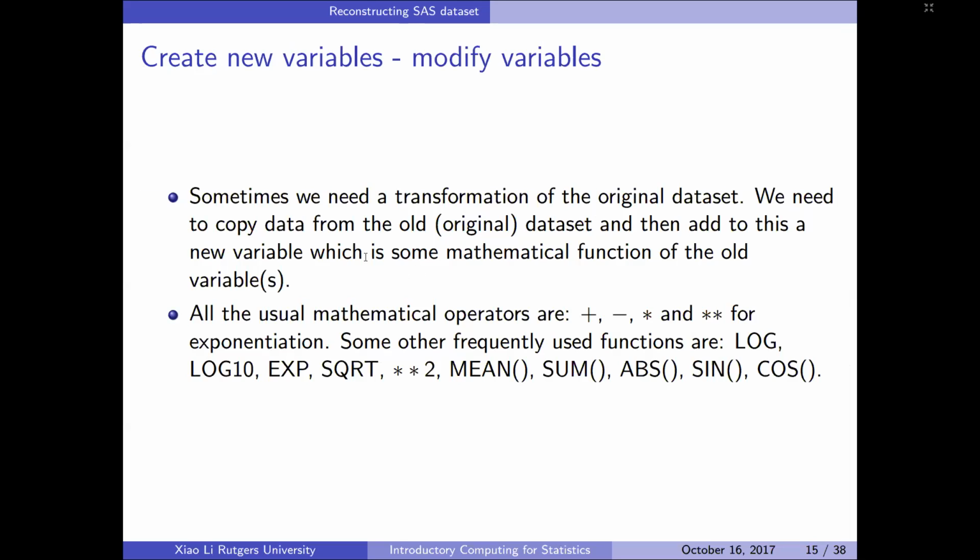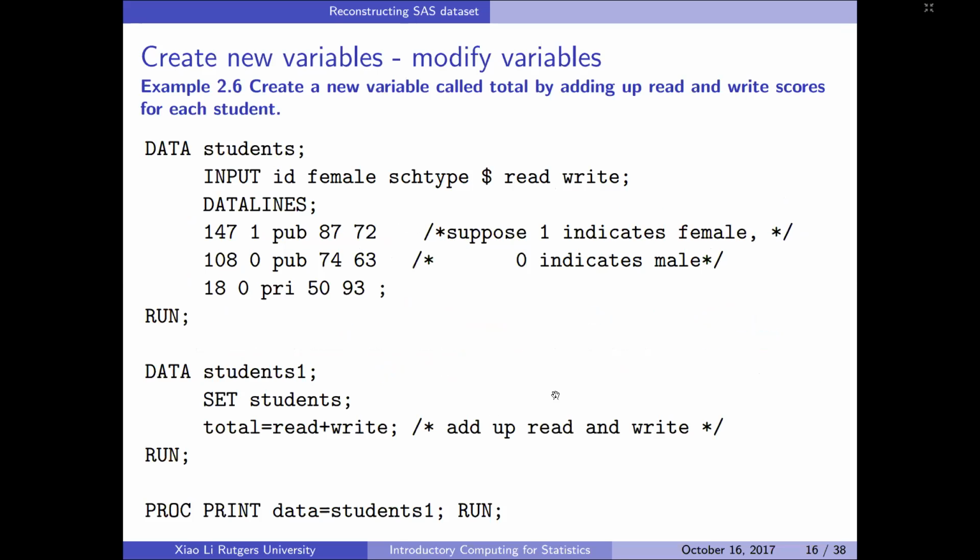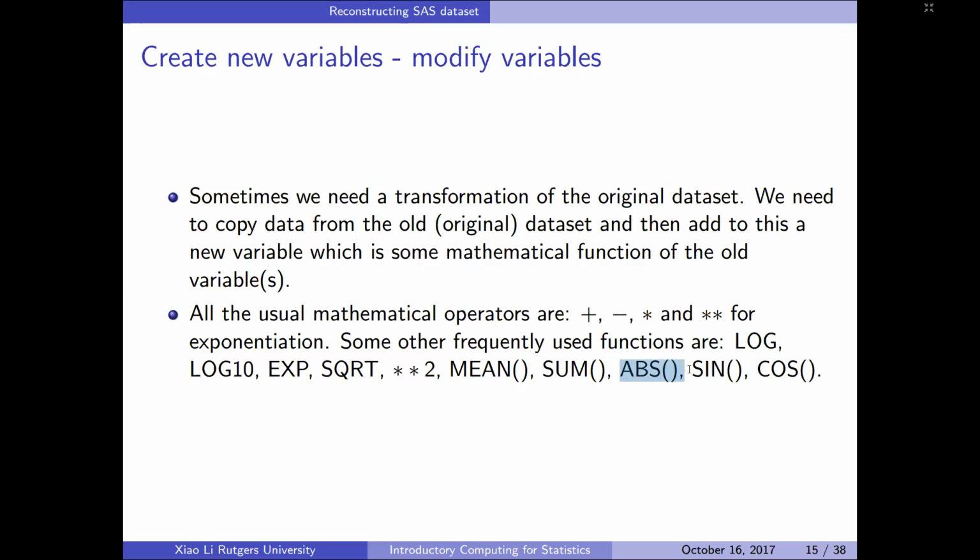Sometimes we may need to copy data from an old data set and then add a new variable, which is a mathematical function of the old variables. All usual mathematical operators are included in SAS. For example, plus, minus, multiplication. This one is power, and also some log functions, exponential functions. This one is the square root function. This means the square function, which is very special compared to the power function. The mean function, sum function. This one is the absolute value function. These two are the trigonometric functions.